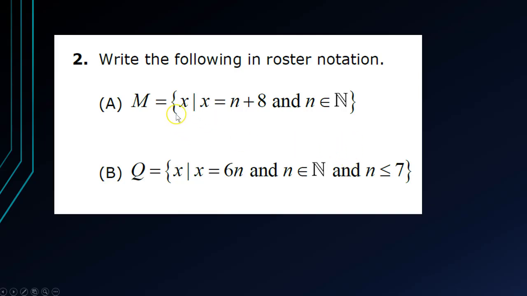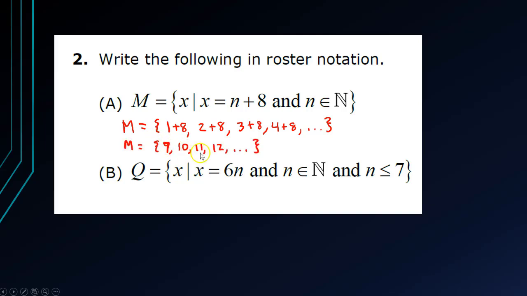So we can see here that this is saying that M is the set of all elements x such that x is equal to n plus 8 and n is a natural number. So the natural numbers go on forever and ever. So if I let n be a natural number, then my roster would be 1 plus 8, 2 plus 8, 3 plus 8, 4 plus 8, going on forever. And that's what these ellipses, that's what they're called, are. And so basically the roster would be 9, 10, 11, 12, etc., and so on forever and ever. So there is your roster notation for this, and it is an infinite set.